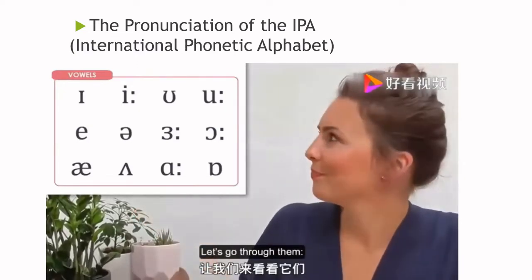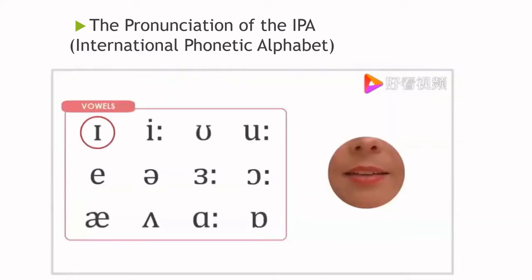Let's go through them. I, I, U, U, E, U, U, O, A, A, R, O.